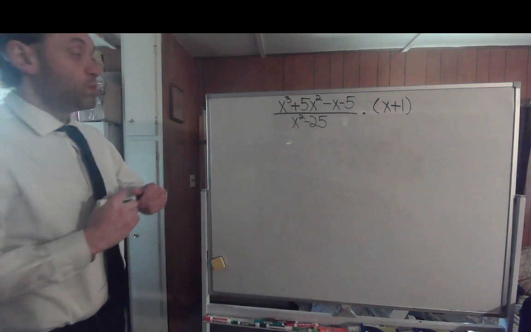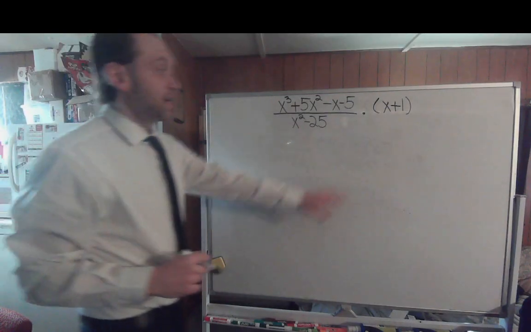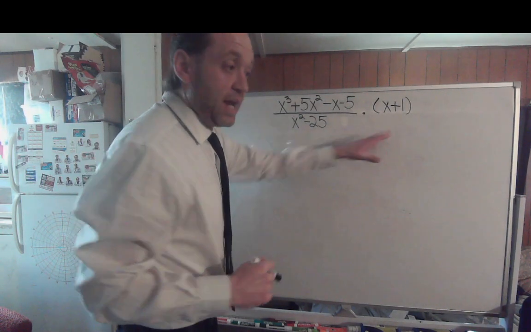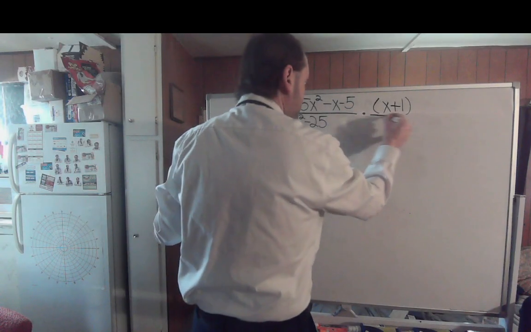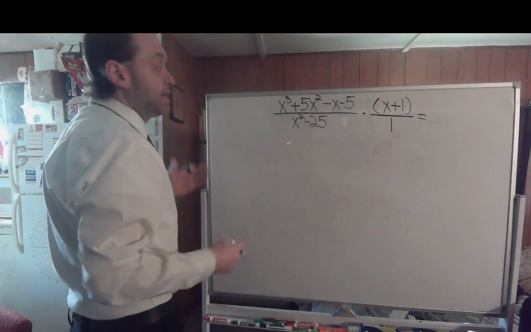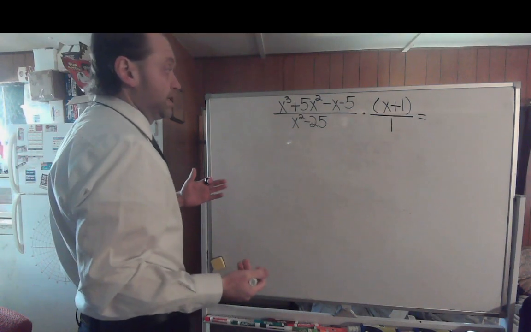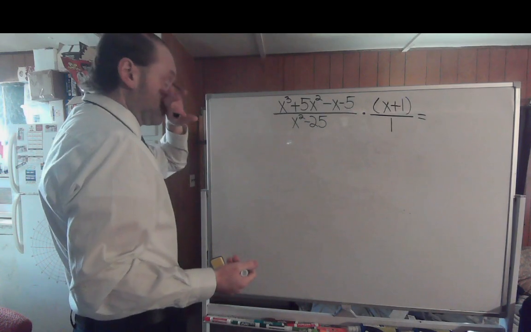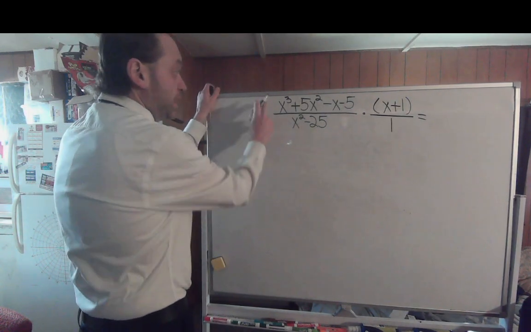One thing that's going to help us, since the second term does not have a denominator, is to put a default denominator of 1. That'll be your guiding 1. Now, again, let's factor everything completely. Your numerator is going to factor by grouping.